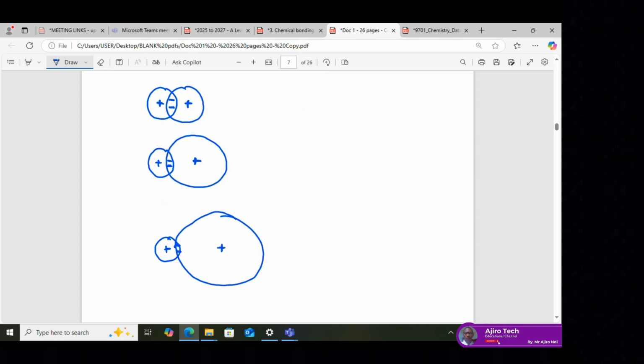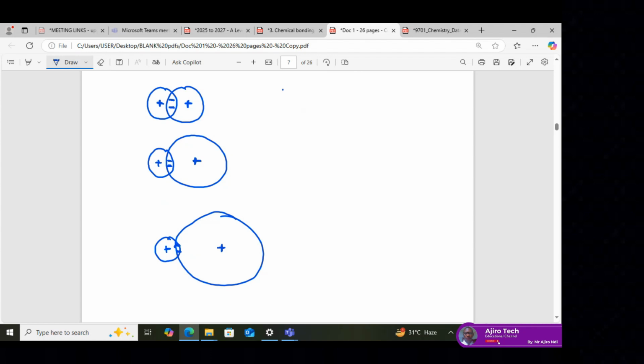Which of the nuclei will attract the electrons the most? The one on top or the one down? Which of the two nuclei will attract the electrons the most? The one on top or the one down? The one on top attracts the electrons the most. Nucleus is positive, electrons are negative. This one is very far from it now. It won't be able to attract it so much. Do you agree?